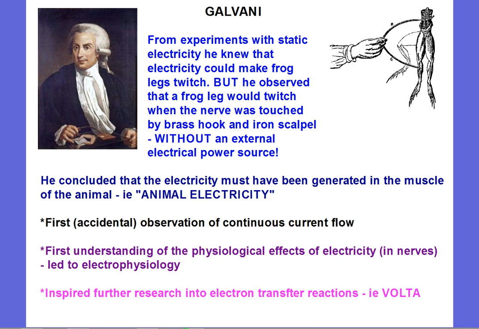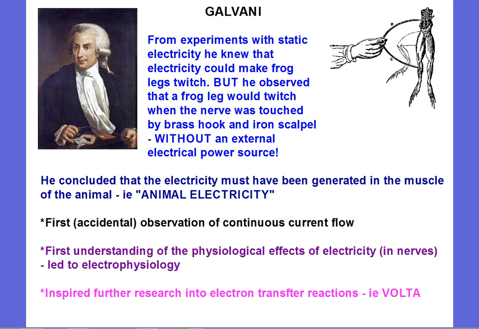The next thing we looked at in this focus area was the history of electrochemistry, and the first scientist we looked at was Galvani. He was doing experiments with static electricity on frogs, and he knew that static electricity caused frogs' legs to jump. But then he observed that when he was doing an experiment with a brass hook and an iron scalpel both touching a frog's nerve in its leg, the frog leg would twitch even though there was no external power supply or no external electricity source.